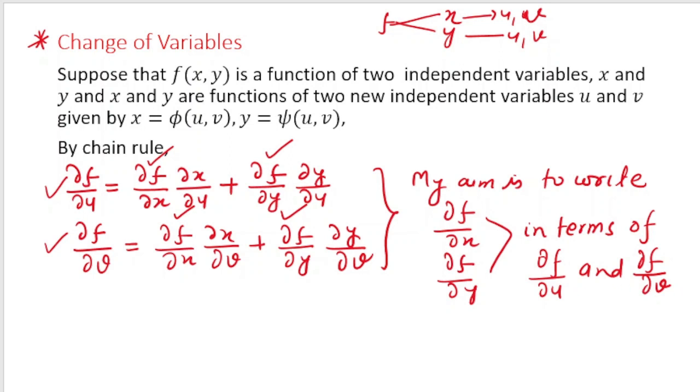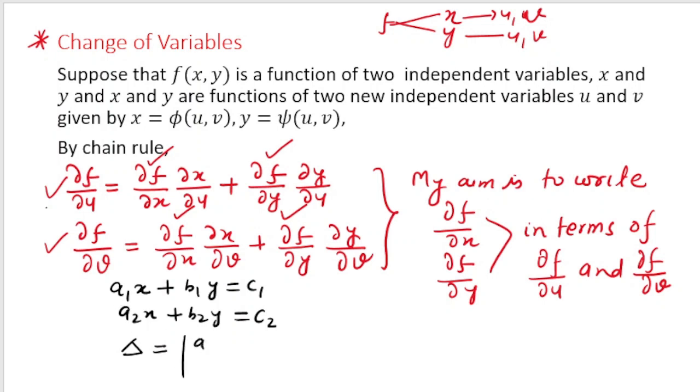That is my aim. To do that, I am going to use a very important concept, and that is the concept of Cramer's rule. In case you are not familiar, I am quickly going to explain it to you. So suppose we have a system like a1x plus b1y is equal to c1 and a2x plus b2y is equal to c2. So first we calculate something known as delta, and delta is the determinant of the coefficient matrix, that is a1 b1 a2 b2, right?